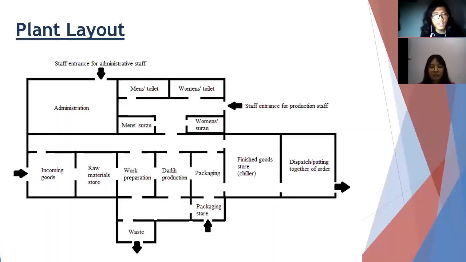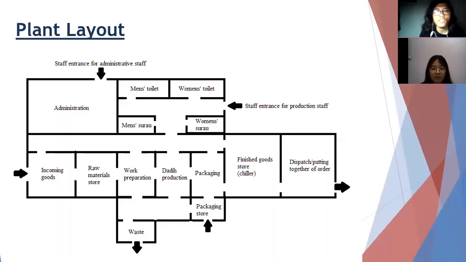Then the next is dade production. As we can see, this is where the production begins. Next is the packaging. When the dade has been made, it is packaged. Below the packaging area is the packaging store, where the company stores packaging materials bought from suppliers to use in packaging the dade.